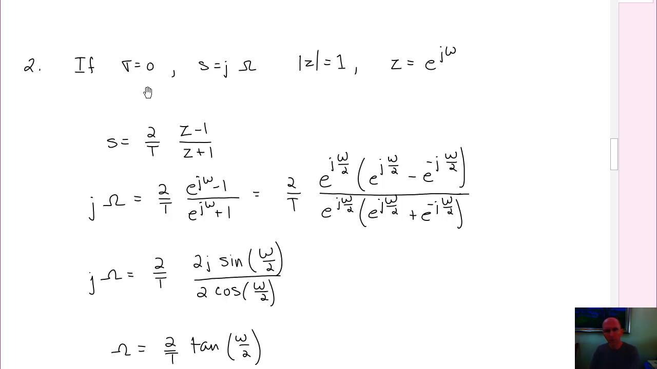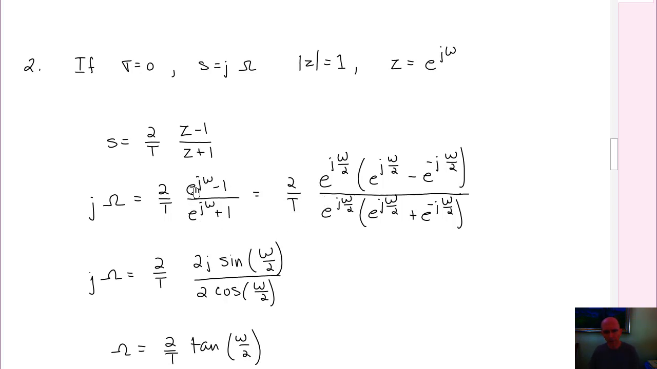And we know from part 1 that if sigma is equal to 0, the magnitude of z is equal to 1. And so z would be e to the j omega, if we write this in polar form. Substituting z, this is what we would get. Substitute s, we get this. Substitute z, we get this here. Basically, this gives us a relation between the continuous frequencies and the discrete frequencies. All we have to do is simplify this equation to get our relationship a little easier.